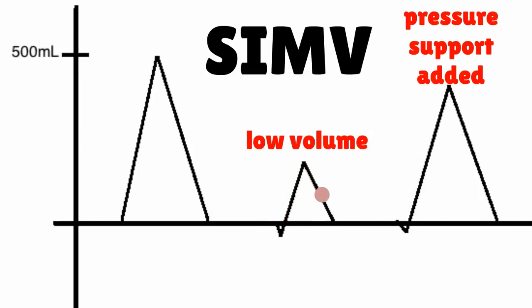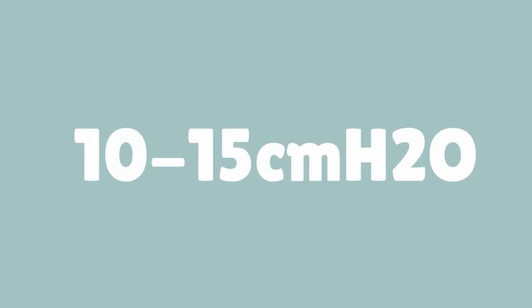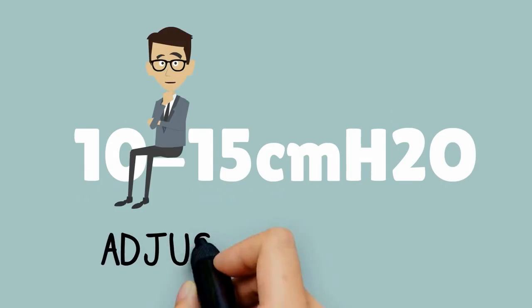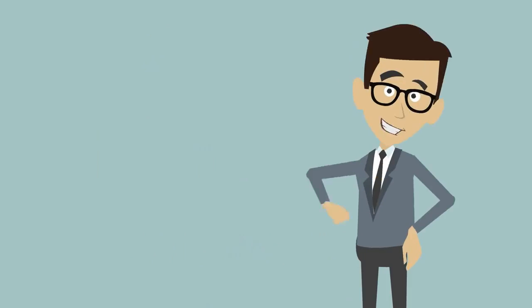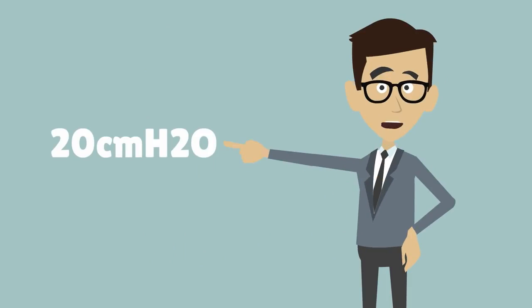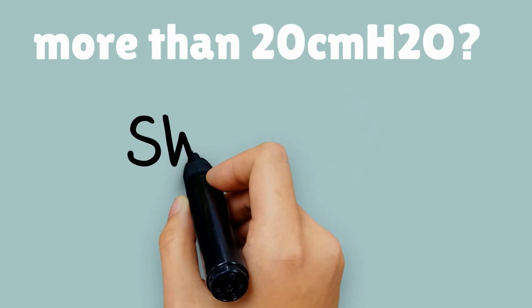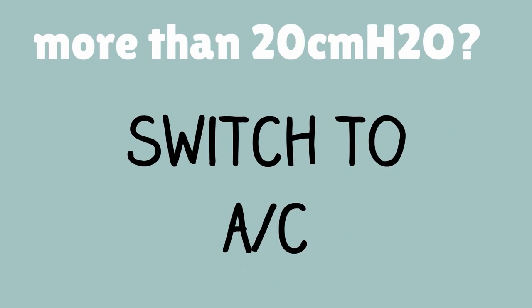If the patient needs more volume during a spontaneous effort, add pressure support. How much should you give? Generally, a good amount is about 10 to 15 initially, but you can adjust this up or down. Just be careful. If you start giving too much support, like over 20, the patient may not be ready to take spontaneous breaths. So you may consider switching back to the AC mode.